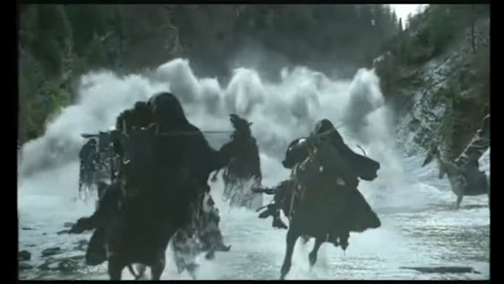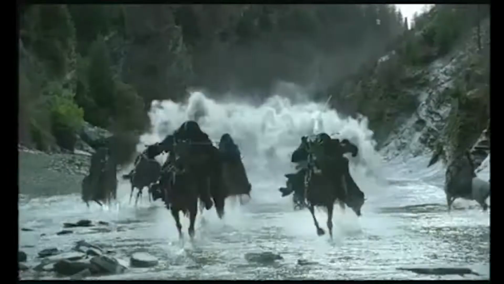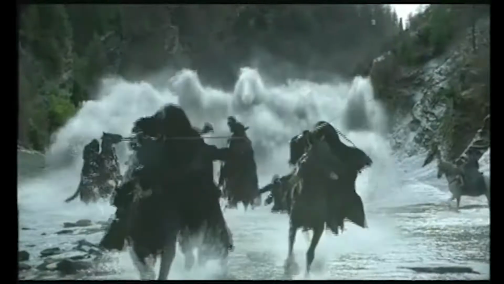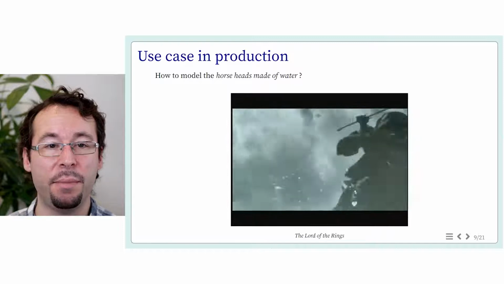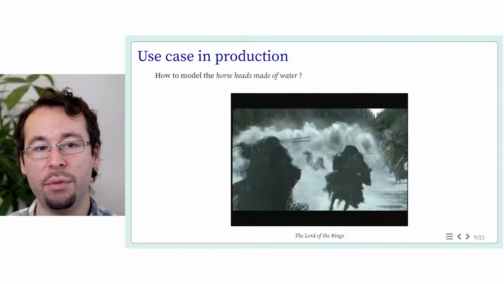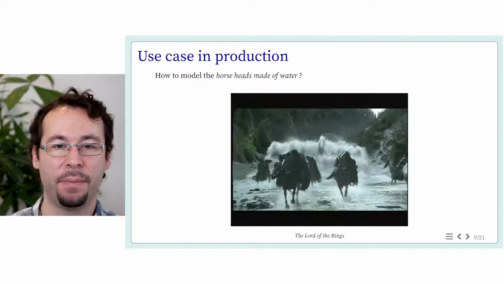And now here is an example of the sequence of the Lord of the Rings. And let's think about what elements in this sequence is real or virtual, and how we can do the virtual parts. So obviously the horse heads made of water are virtual effect. And the question is, is it made from a full 3D simulation of liquids, or do we use other kind of approaches?